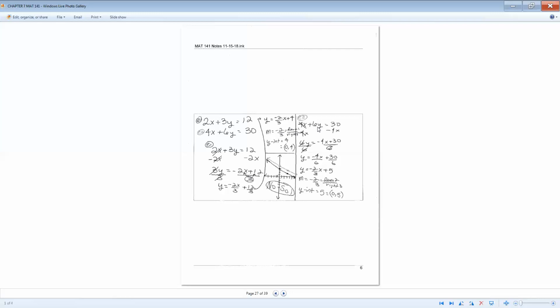Here, I'll go ahead and solve this for y as well. Once I do that, subtract 4x from both sides, then divide by 6. 6 goes into both. That reduces down to -2/3. 30 over 6 is 5.